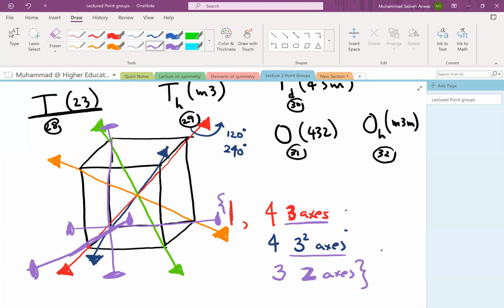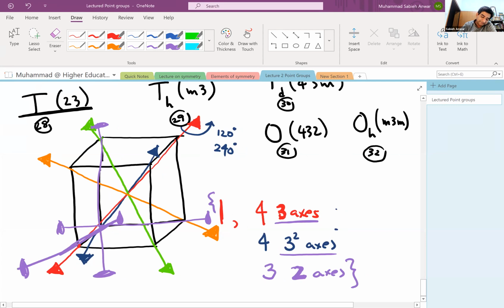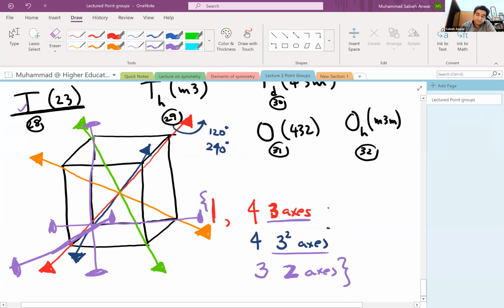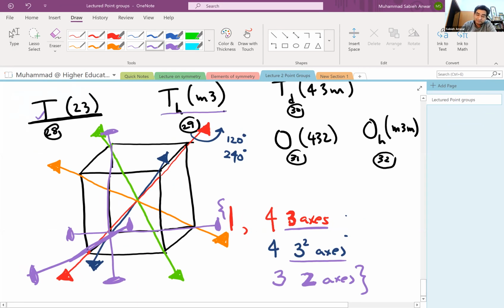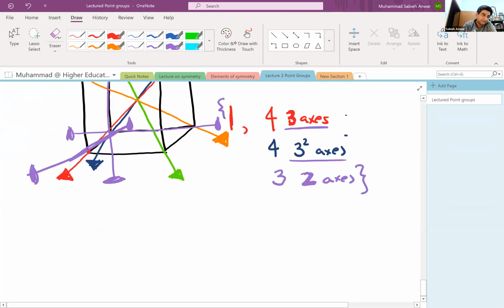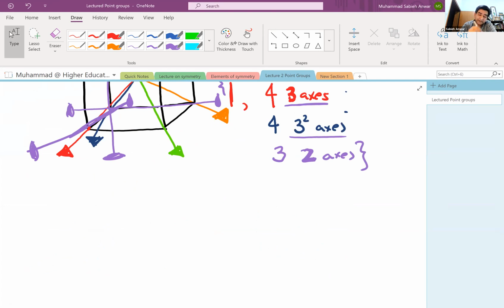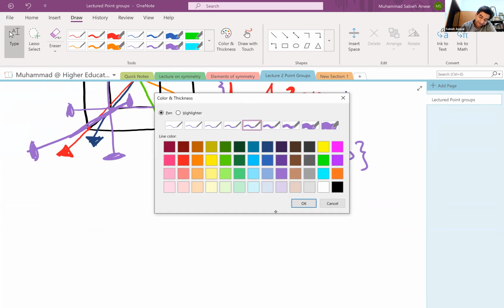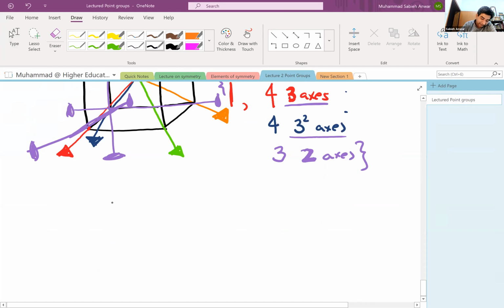Now I've constructed this T. If I were to add mirror planes to this T, I will get the next point group. And those mirror planes are perpendicular to these twofold axes of rotation. In other words, they are parallel to the faces of the cube. And I can draw these mirror planes here. Sorry, they're not parallel to the faces of the cube. Let me draw where these mirror planes exist. There are 6 of them.